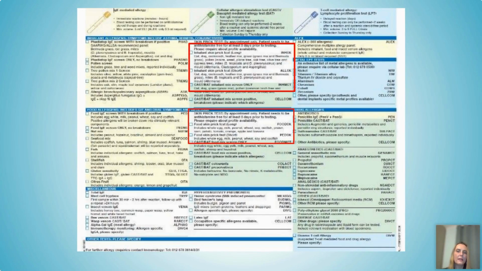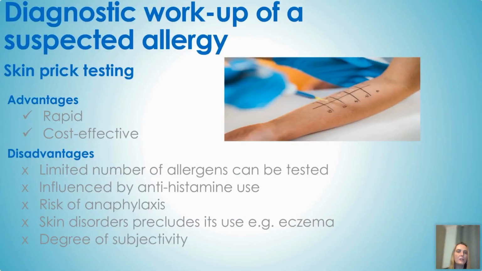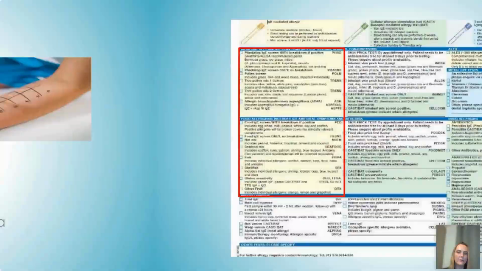So just looking at our requisition form, we have the skin prick testing in that area. So skin prick testing can be done. The advantages are that it is rapid and cost effective. The disadvantages are that there's a limited number of allergens that can be tested. It's influenced by antihistamine use. There's a risk of anaphylaxis, and skin disorders preclude its use, for example, with eczema. And then there's a degree of subjectivity.